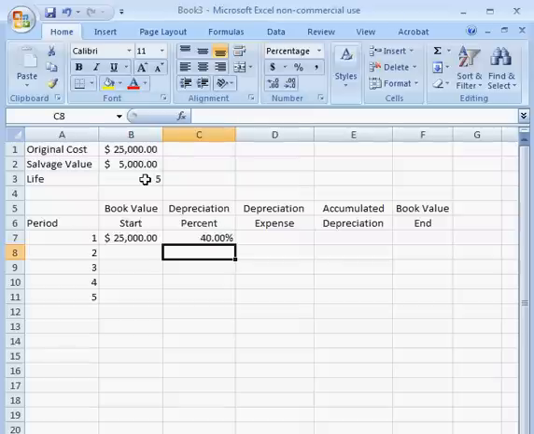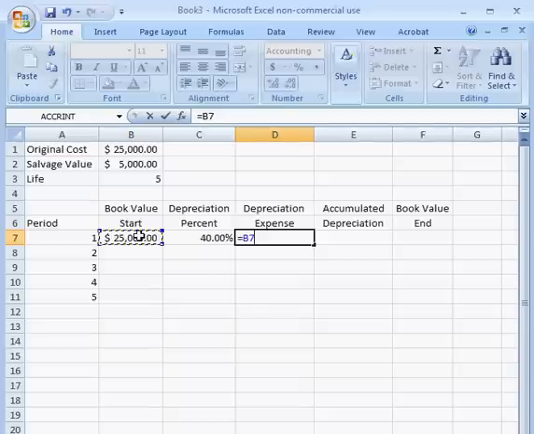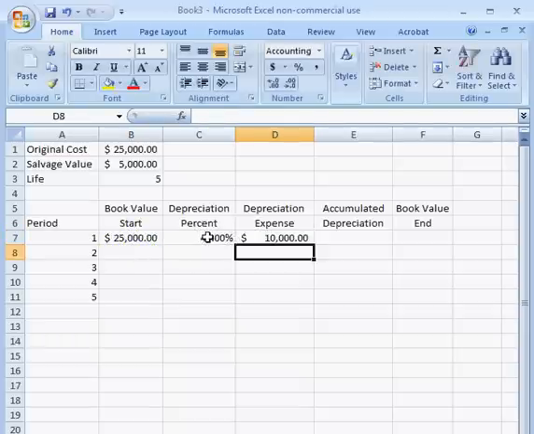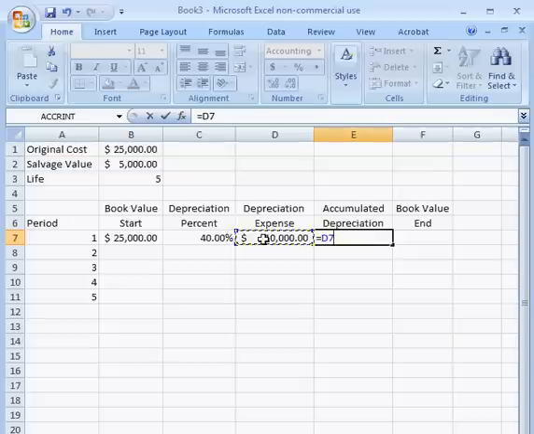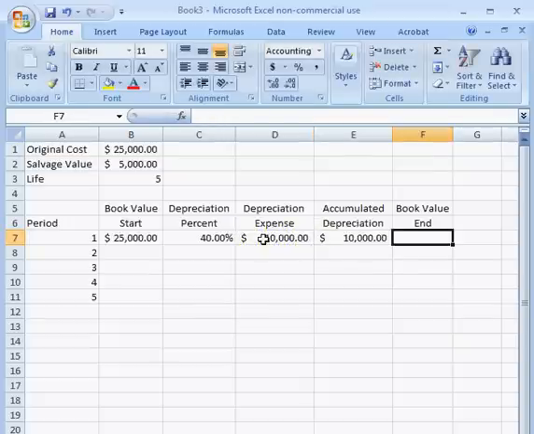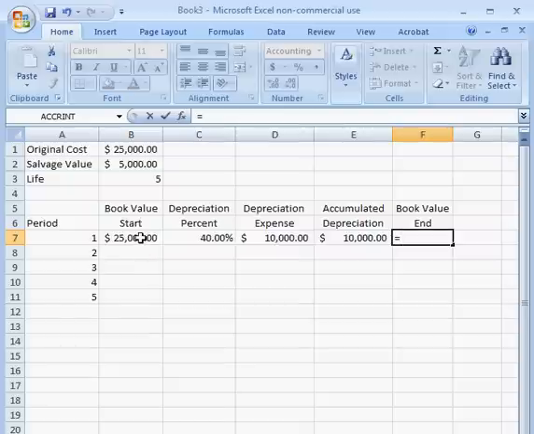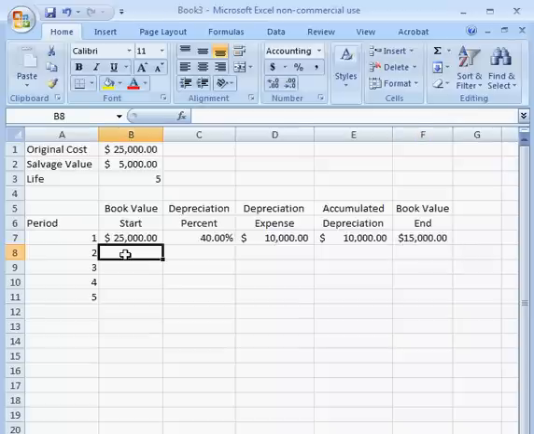So we have 40%. The depreciation expense is simply the book value at the start multiplied by your depreciation percentage, which is $10,000. The accumulated depreciation for the first year is still just $10,000 because that's all the depreciation that we have accumulated so far. And the book value at the end of the first year is just simply the book value at the start, subtract the depreciation expense. The book value at the start of the second year is $15,000.